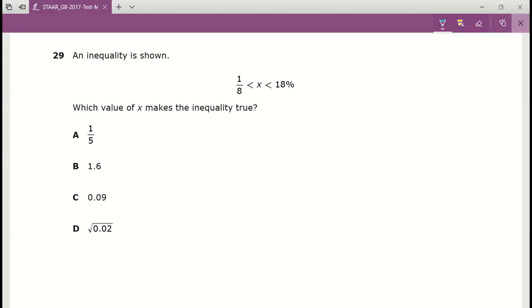This one asks, which value of x makes this inequality true? So this looks tricky. I know a lot of you see the inequality signs and you're like, oh my gosh, what the heck is that? But basically what this question is asking is, which of those numbers is between this number and this number? So we're looking for which of these four numbers is between 1/8 and 18%.